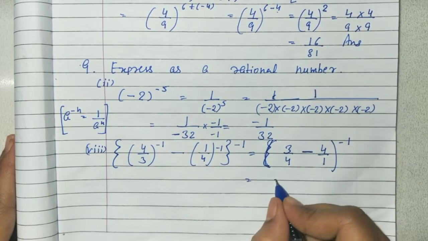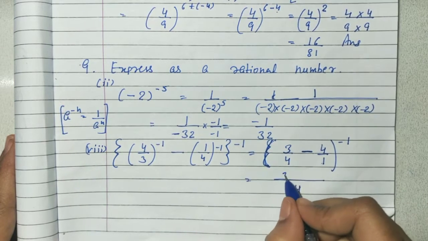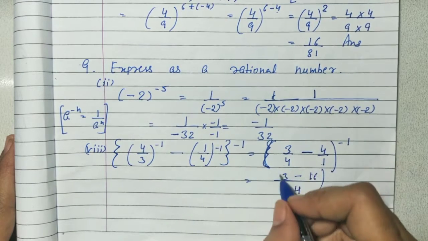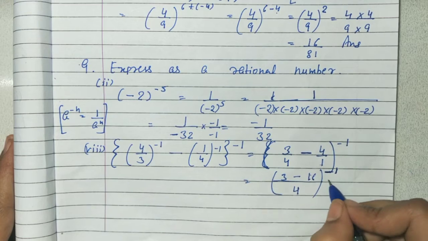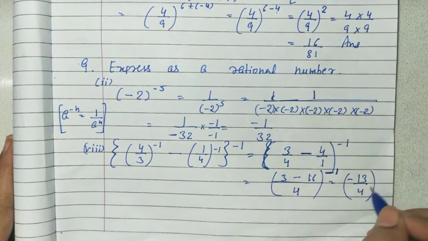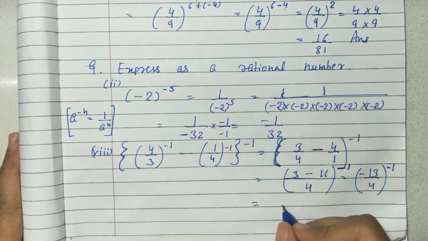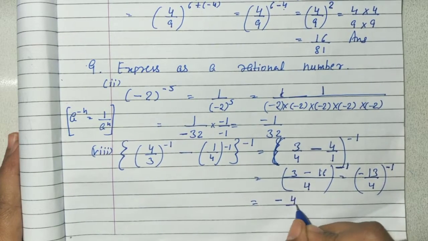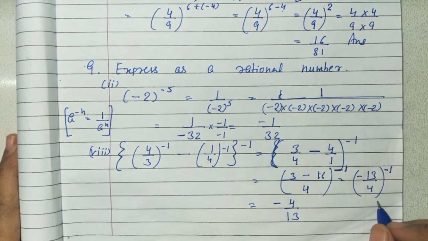Now this curl bracket can be taken as a simple one, with exponent minus 1. So first we will solve 3 by 4 and 4 by 1, having LCM as 4. It is 3 minus 4 fours, 4 fours are 16, with exponent minus 1. 3 minus 16 is minus 13 divided by 4 having exponent minus 1. Now exponent minus 1 means minus 13 by 4 becomes 4 by minus 13, if we take its reciprocal.